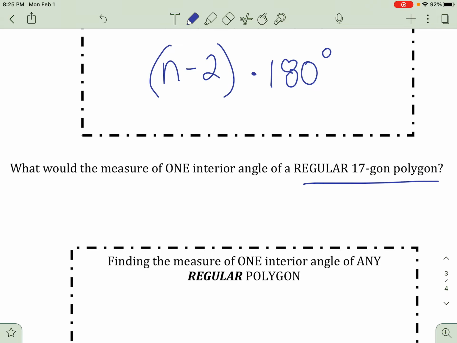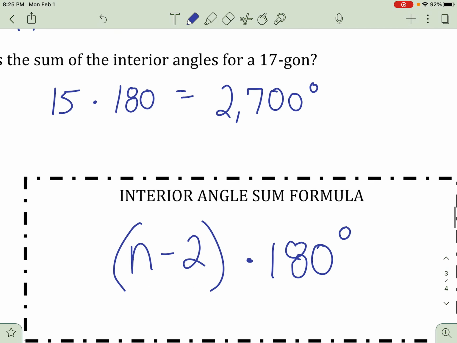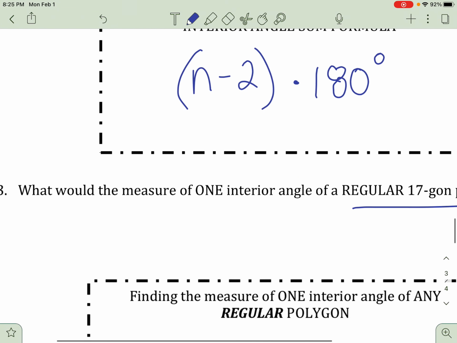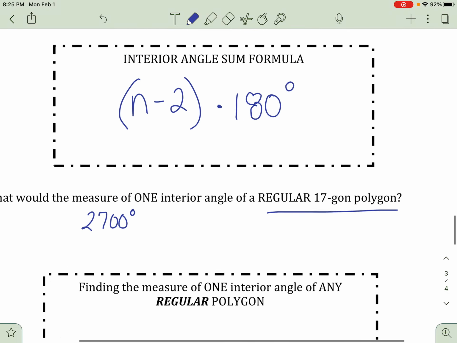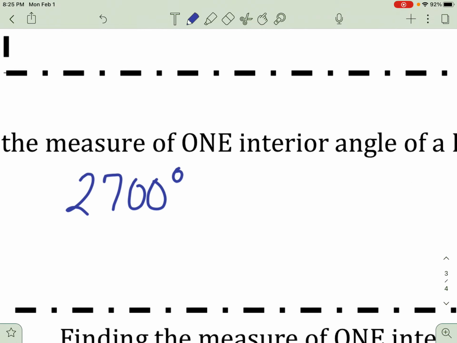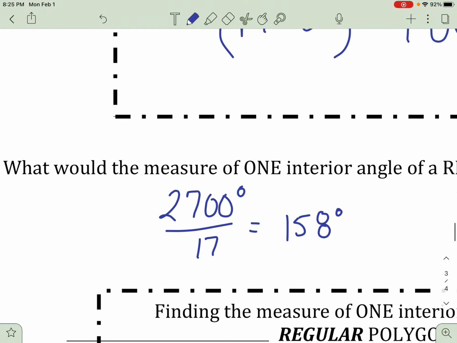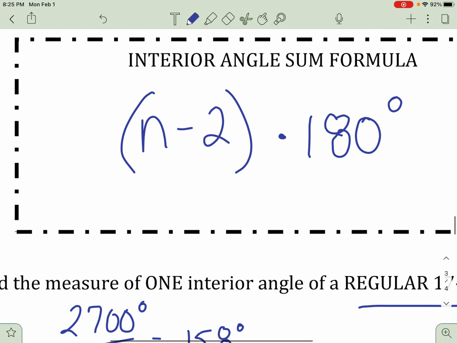Same thing here. Now it says, what would be the measure of one interior angle of a regular 17-gon? Well, if it's regular, then we know that each side has to be the same, and it adds up to 2,700 degrees, because that's what we just computed. But 17 sides means 17 angles. So you take the number of degrees divided by the total sides, and in this case, you would get 158 degrees.